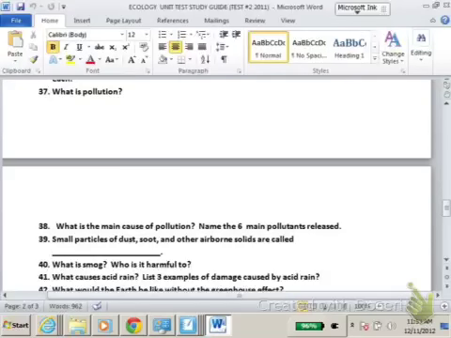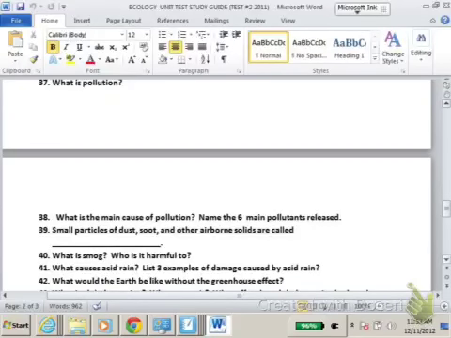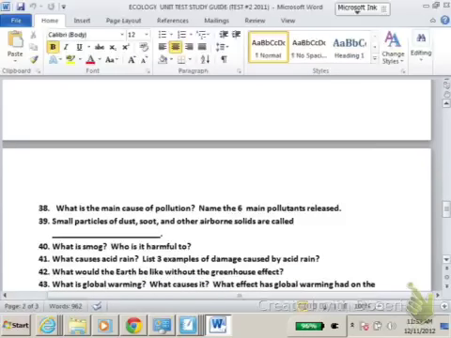Okay, number 42, it says, what would the earth be like without the greenhouse effect? Basically, it would be too cold to even live here. Remember, the greenhouse effect is where the sun's rays get trapped in the earth. It keeps our planet at the temperature that it needs to be.